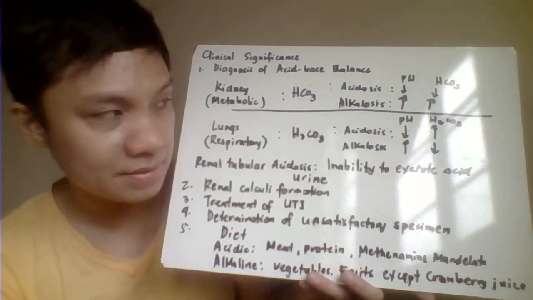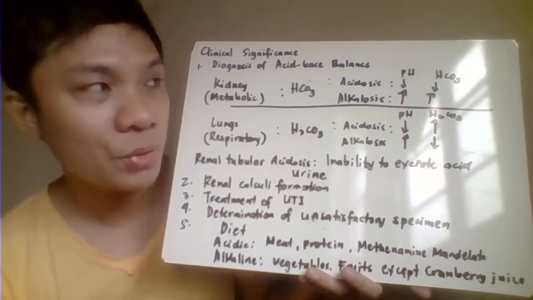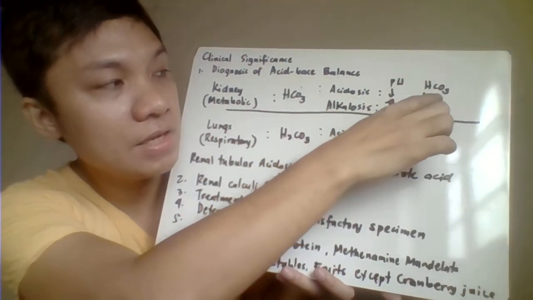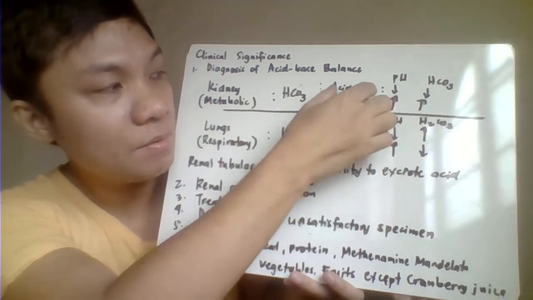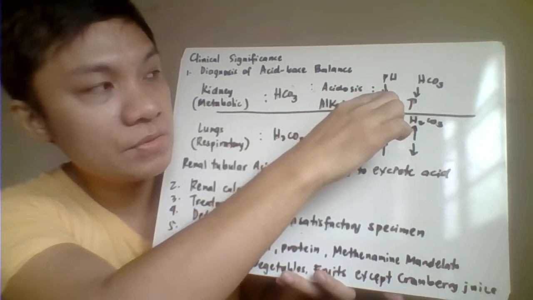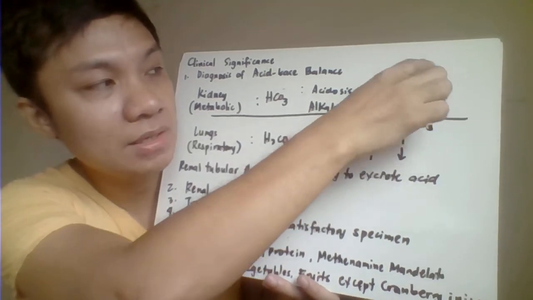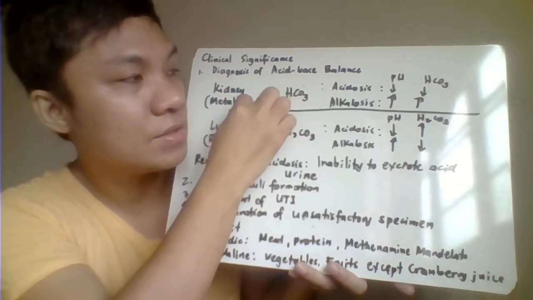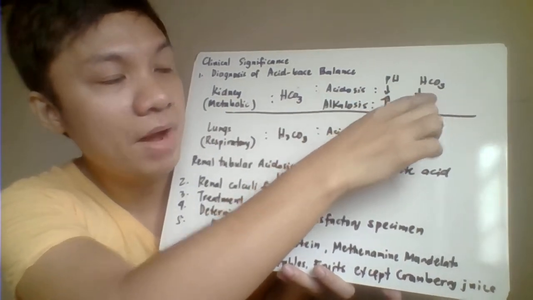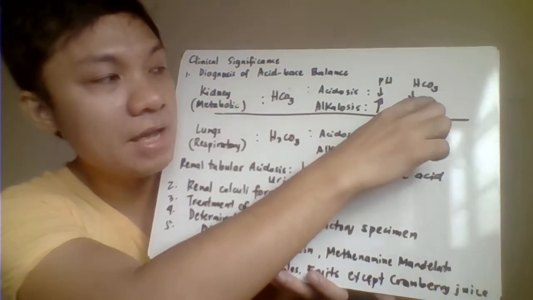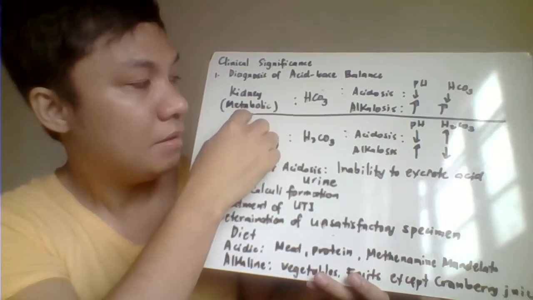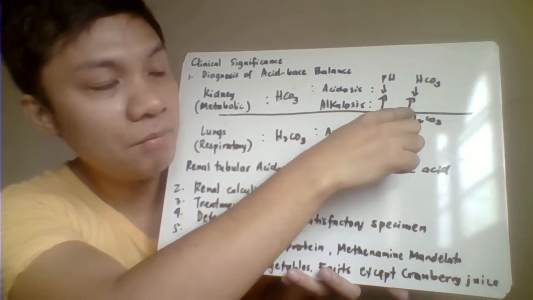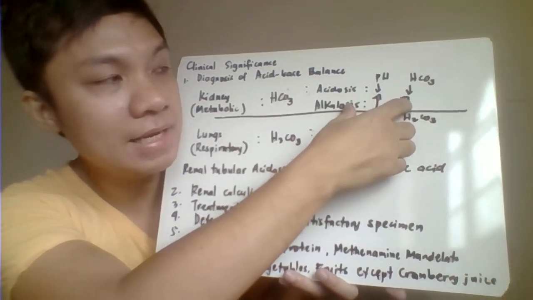Hindi niya nilalabas. Okay, for the diagnosis, for your metabolic, we have the pH and your bicarbonate level. So pag acidosis, mababa ang pH. Anong level ng bicarbonate natin? Since this one is a base, in metabolic acidosis, mababa ang pH, at mababa ang ating bicarbonate, because this one is an alkaline. Metabolic alkalosis, so alkaline siya, ang pH natin mataas, bicarbonate natin mataas, which is also alkaline ang ating bicarbonate.